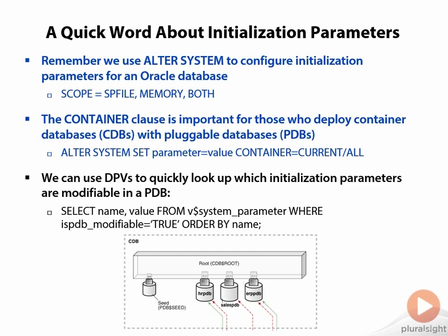So if we altered a system parameter in the root and set it to CONTAINER=ALL, then it's going to affect all PDBs. You might be wondering, well, what initialization parameters can and can't I change from a pluggable database? I'm glad you asked. Again, you just want to turn to the data dictionary for that, a dynamic performance view called V$SYSTEM_PARAMETER, and you can run that query to come back with parameters that you can change within a PDB and that would affect only that PDB.